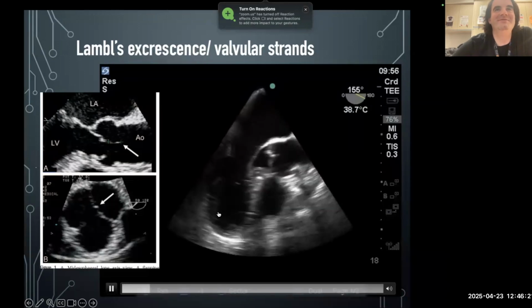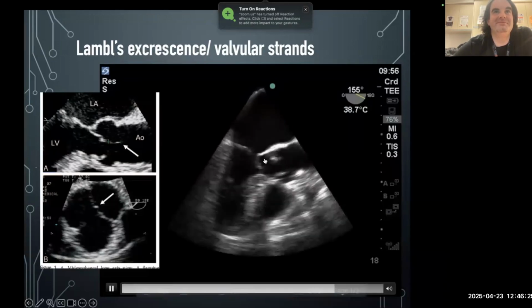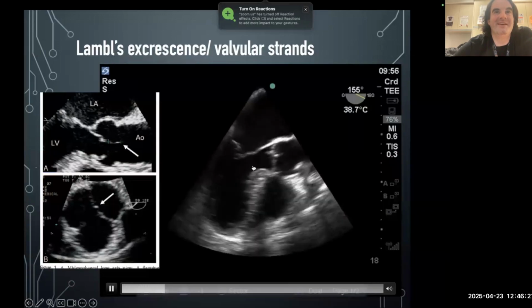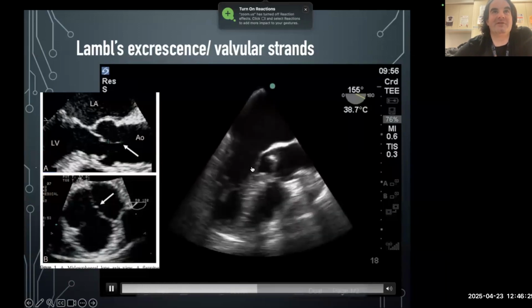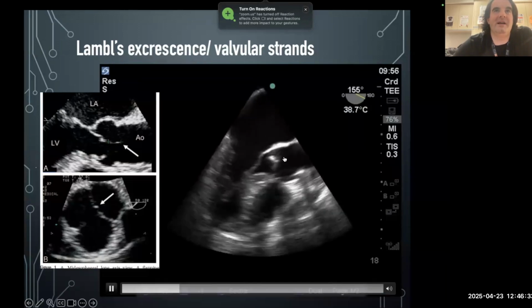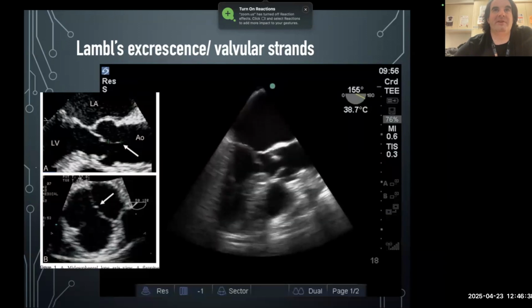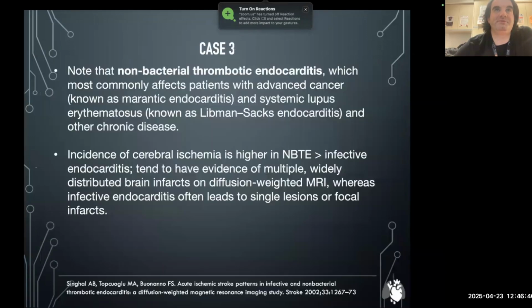I just remember yesterday we were talking about fulcrum and sigmoid septum. You see how the septum itself is a little bit thicker, specifically at the outflow? So again, valvular strands are very common. These are pretty low risk of embolism, and it's rare to have an association. And the problem is you'll find these things.